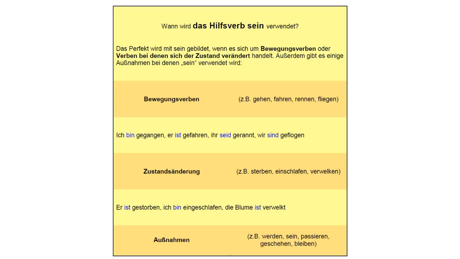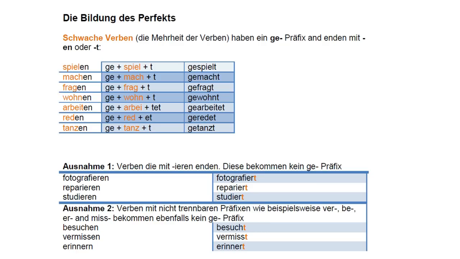So as I said, we have to use the helping verb sein when we use verbs of movement, such as gehen, fahren, rennen, fliegen. Or verbs that indicate a change of state, such as aufstehen, aufwachen, sterben, einschlafen, or verwelken. And there are a couple of exceptions, and you have to memorize these. There are a couple of verbs that you have to use with the helping verb sein, even though they're not verbs of movement, such as werden, sein, passieren, geschehen, bleiben. Below this video, you'll find a list of all of the verbs that use the helping verb sein in the perfect tense.